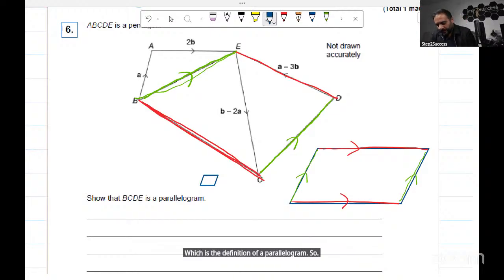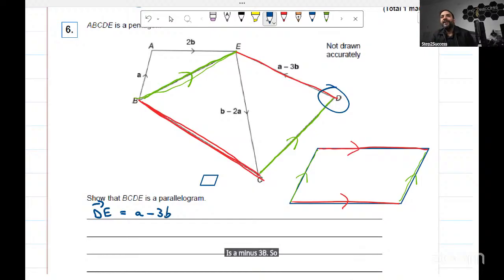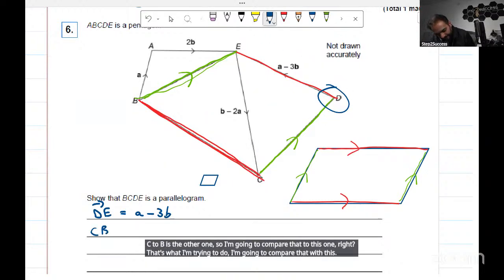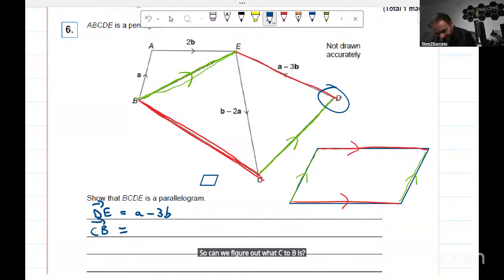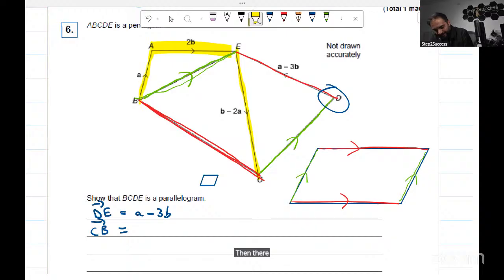We've already got D to E. So D to E is a minus 3b, so I don't need to do anything with that. C to B is the other one, so I'm going to compare that with this. Can we figure out what C to B is? I want to get from C to B, but I can't go directly there. So I want to go there, then there, then there.